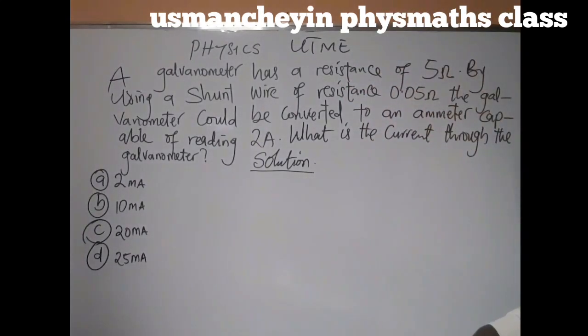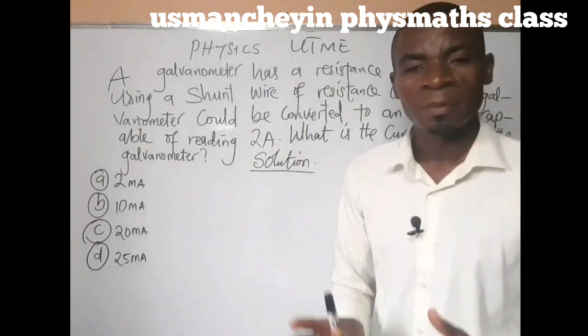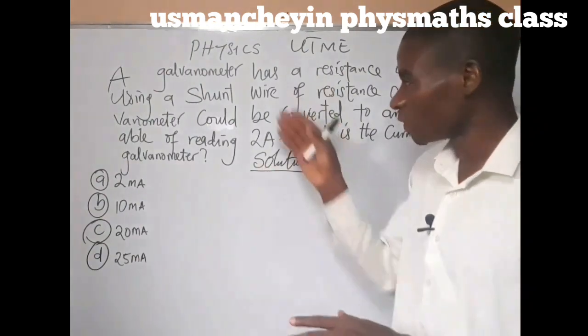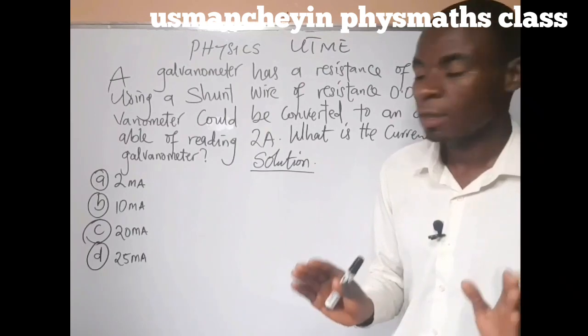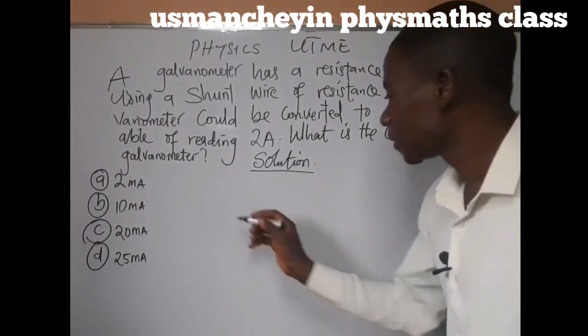A galvanometer has a resistance of 5 ohms. By using a shunt wire of resistance 0.05 ohms, the galvanometer could be converted to an ammeter capable of reading 2 ampere. What is the current through the galvanometer? Now, the whole of this question we can translate into a diagrammatic format. We can convert all this into a diagram, and that is going to make our work very, very easier. So let's look at it.